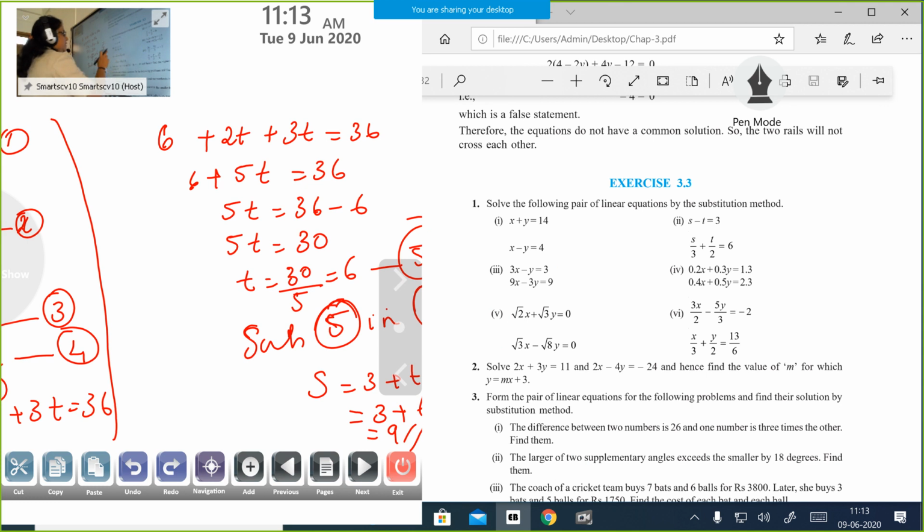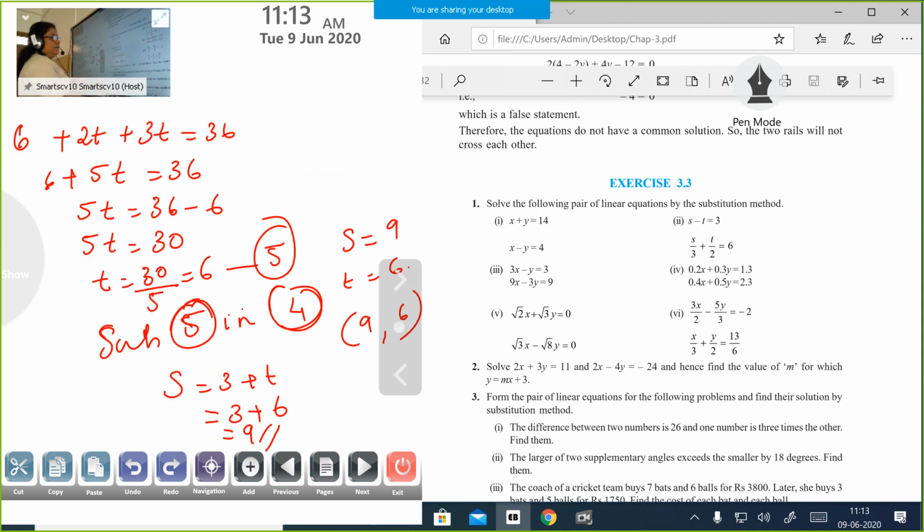Listen. Third question. This is an equivalent relation. We know that equivalent equations have an infinite number of solutions. So you will find it is infinite: after solving it, there is no variable left. That means it has infinite solutions. 3x minus y is equal to 3, 9x minus 3y is equal to 9.